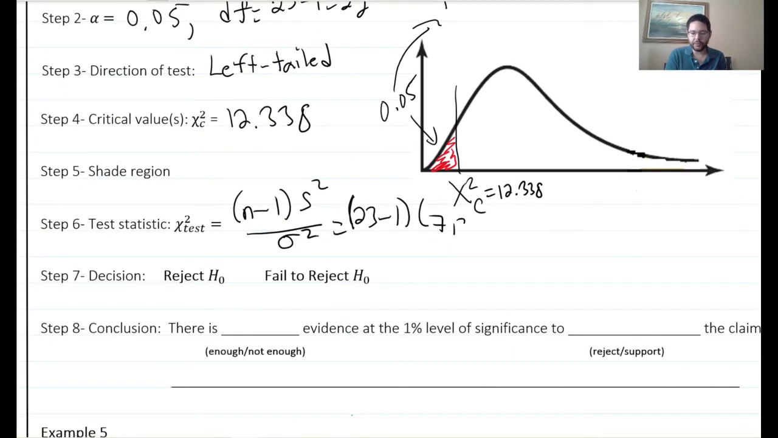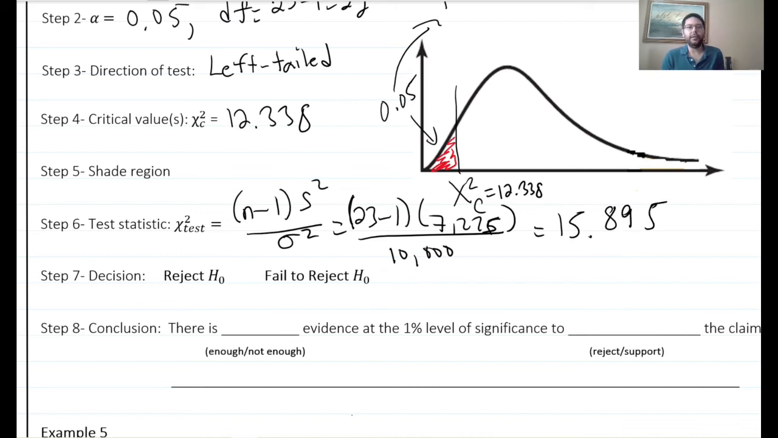So we have 7,225 divided by sigma squared, which is 10,000. It's not a very hard calculation. There are no square roots or anything that you have to deal with, so that's good. I got the chi-square test statistic to be 15.895. All right, so that's my chi-square.